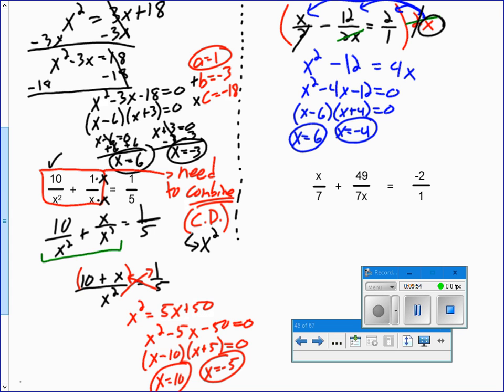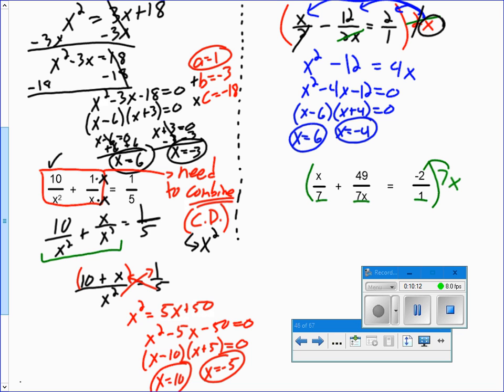So for this last one, we're going to use that common denominator method again. So we're going to look at this problem and find a common denominator between 7, 7x, and 1. Alright, similar format to the last one, 7x will be our common denominator.